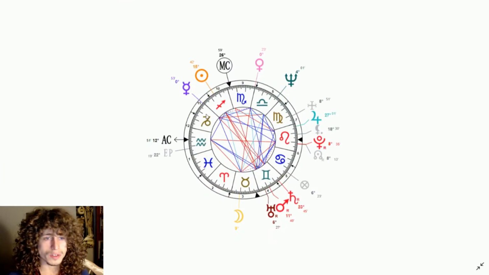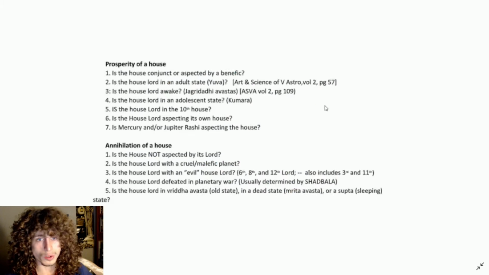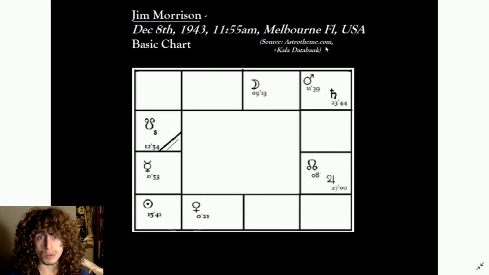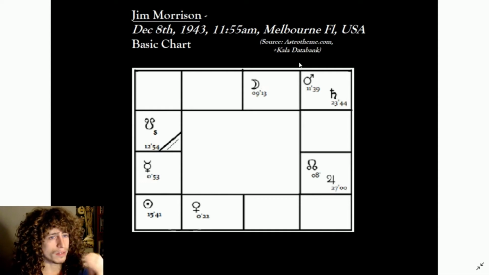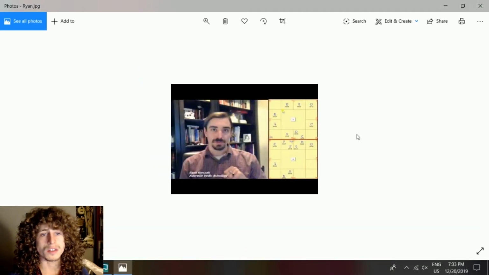So you might have seen Jim Morrison's chart like this. The source I get it from is astrotheme.com, and it's the same chart used in the Kala data bank for those who use Kala. Kala is the software program created by Ernst Wilhelm, who is Ryan Kurczak's teacher and mentor.